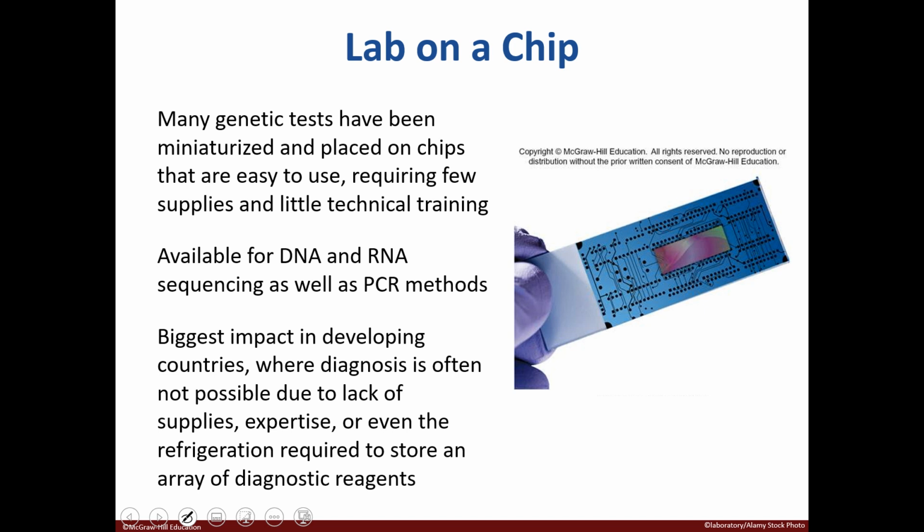There are genetic tests that have been placed on chips that don't require a significant amount of supplies or technical training. They can be used for DNA and RNA sequencing along with PCR. These tests are important in countries that have difficulty diagnosing infections due to lack of supplies, refrigeration, or medical personnel.